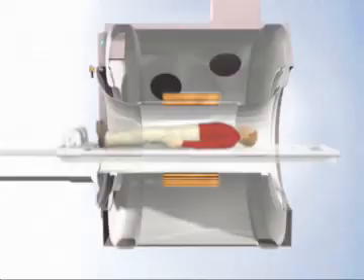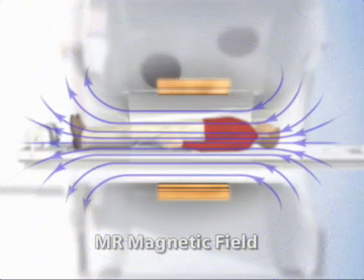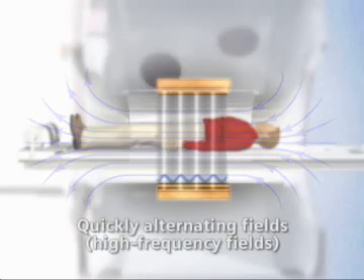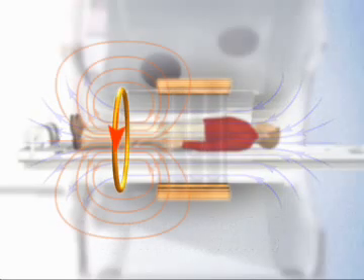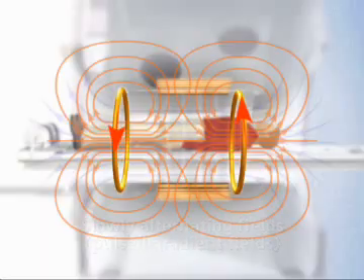Therefore, the patient is exposed to 3 different magnetic fields during the MR examination. The static main magnetic field that aligns the atomic nuclei, the high-frequency alternating field that disrupts the alignment, and the pulsed gradient field that enables correlation of the MR signals to the location of origination. All 3 fields affect the patient differently.